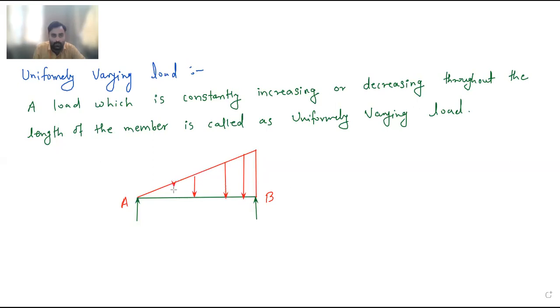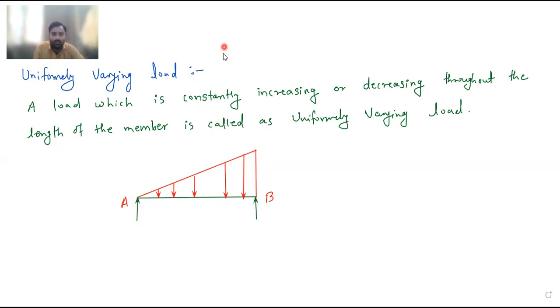So here you can see the intensity of the loading is constantly increasing. Here the intensity is 0 and the intensity is gradually increasing as we progress towards the next point. From A to B, if we move from A to B, you can see here the intensity of the load is gradually increasing. Okay, constantly increasing. So this type of loading is called as uniformly varying load.